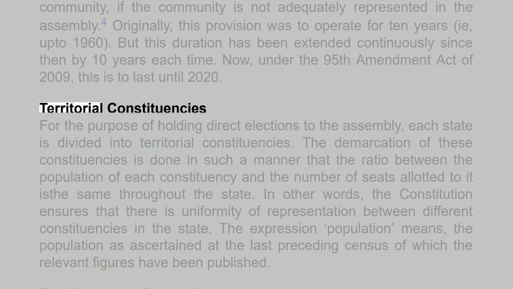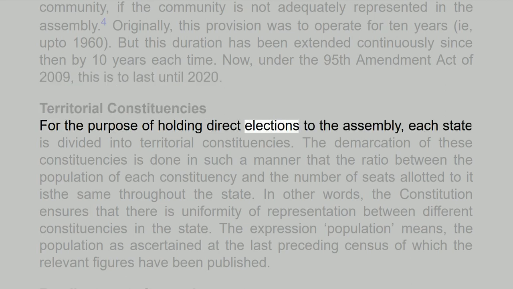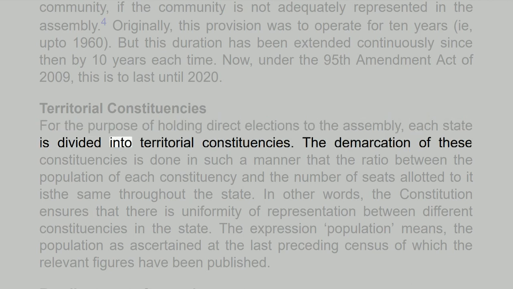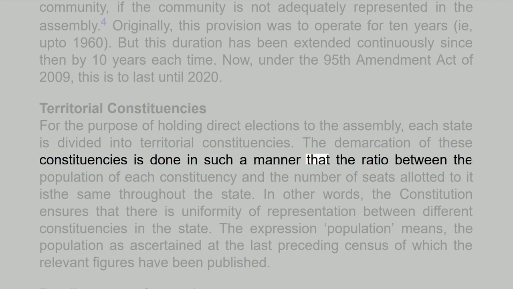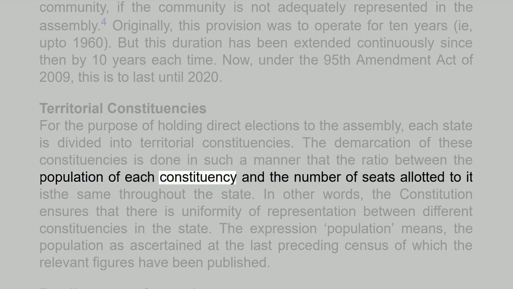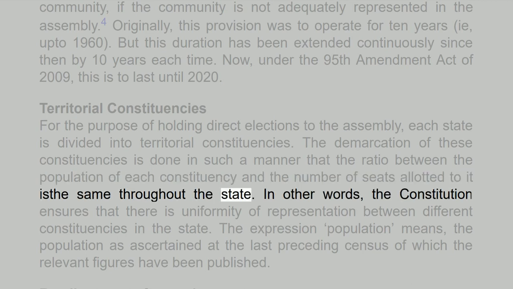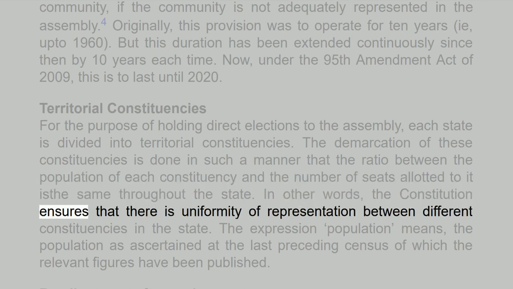Territorial constituencies. For the purpose of holding direct elections to the assembly, each state is divided into territorial constituencies. The demarcation of these constituencies is done in such a manner that the ratio between the population of each constituency and the number of seats allotted to it is the same throughout the state. In other words, the constitution ensures that there is uniformity of representation between different constituencies in the state.